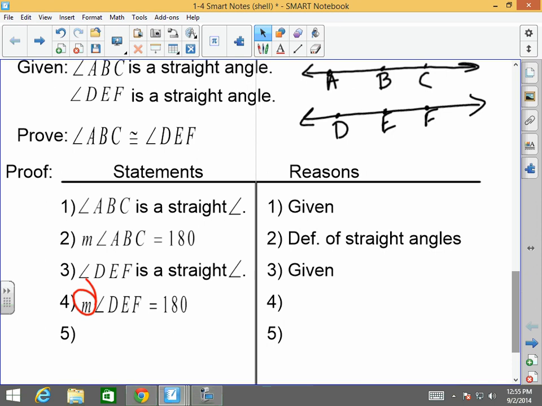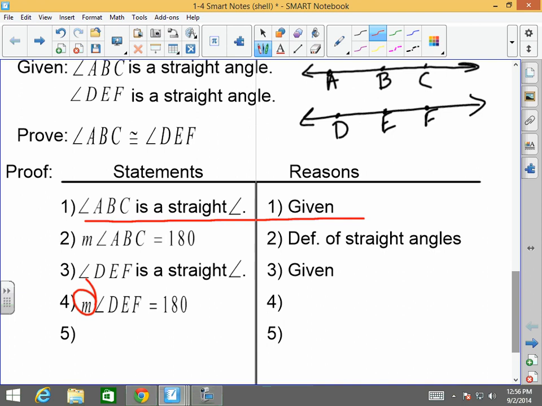So what I always do is, I always write my first given. And then I say to myself, okay, how does that information help me? How does knowing that angle ABC, for example, in this particular case, is a straight angle help me? Well, the only thing it tells me is that the measure of angle ABC is 180. Now you're done with that given. Now you can move on.